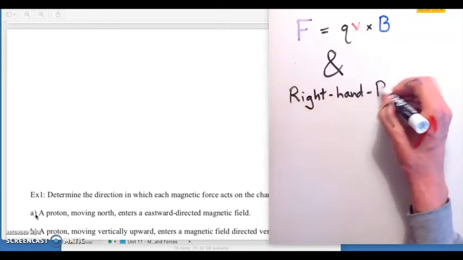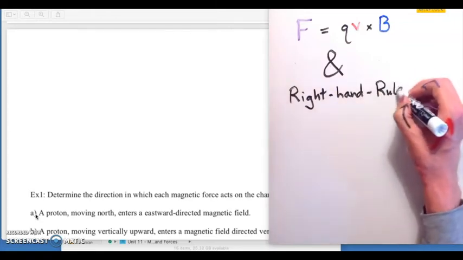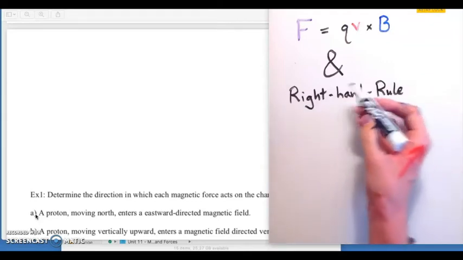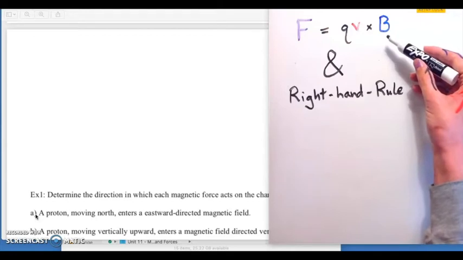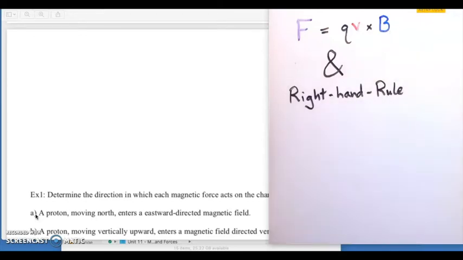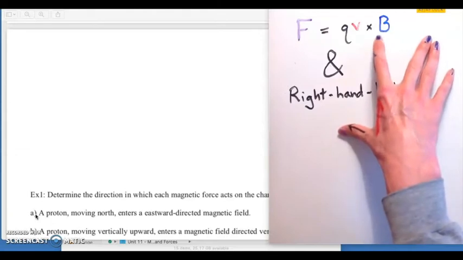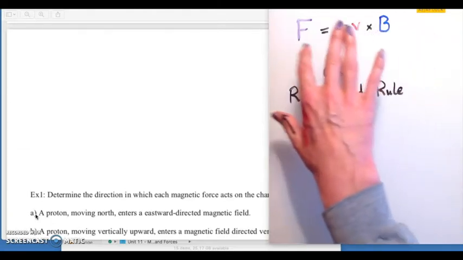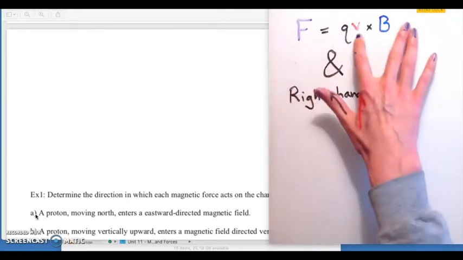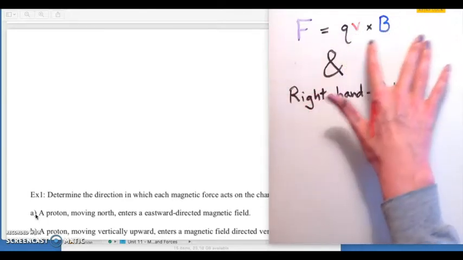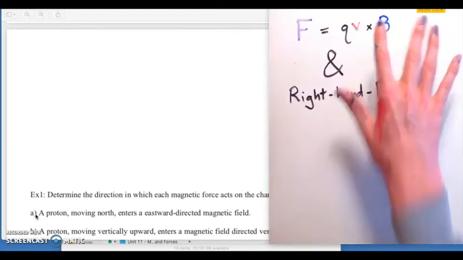No, actually, the reason I've got these hand tattoos is because they are related to today's lesson, which is on the right-hand rule, and this equation right here that you may have seen referenced in the previous video. This equation for F is the force exerted on a moving charge in a magnetic field.